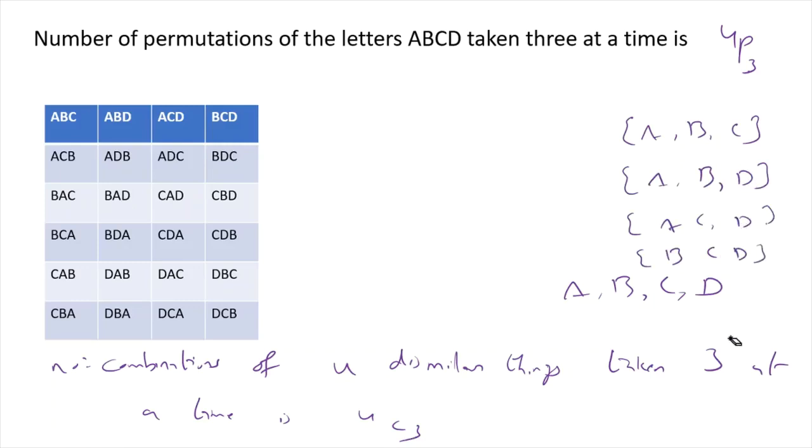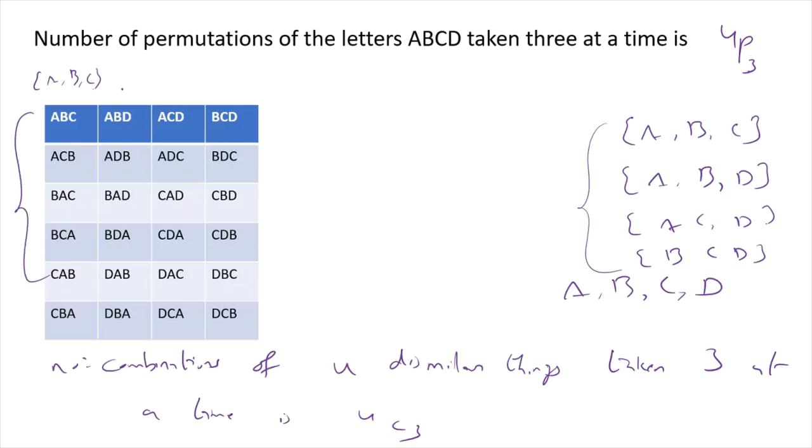We have 4 distinct elements, and I have to take 3 elements at a time. Then these are the 4 distinct combinations that I will have, and these are the distinct permutations I will have. If you observe, this combination ABC results in these 3 factorial permutations.